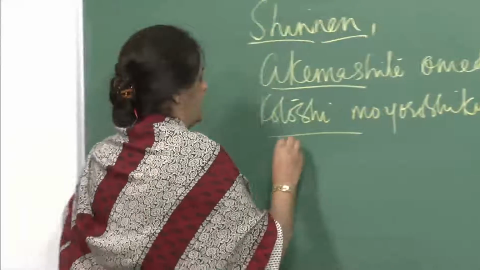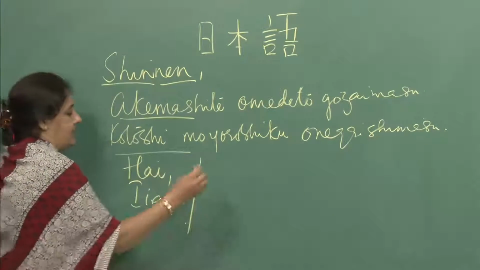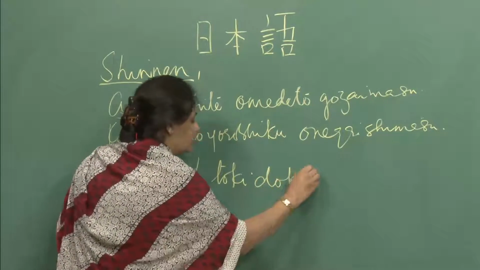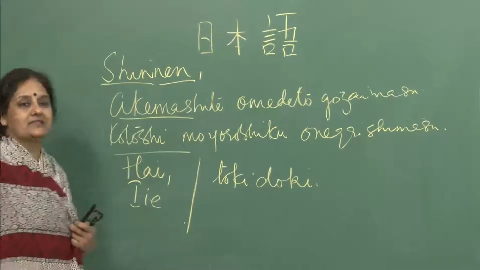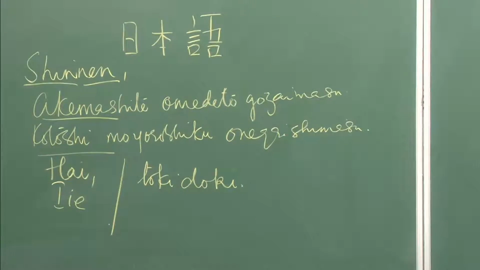It could be tokidoki tabemasu. Hai tabemasu, iie tabemasen, and then tokidoki. A new word for you, tokidoki, meaning sometimes. Tokidoki tabemasu. For example, 毎日映画を見ますか? 時々見ます。はい、毎日見ます。いいえ、毎日見ません。or 時々見ます。So, you have the practice over here.